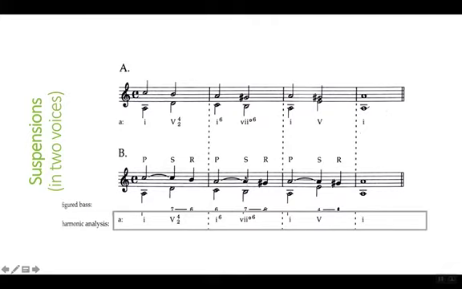Now notice that the dissonance, the suspended moment, is on a strong beat relative to the resolution, and that dissonance is prepared by a consonance, right? Because we just held it over from there. So it's prepared by a consonance and it resolves down by step to another consonance, a 6th.